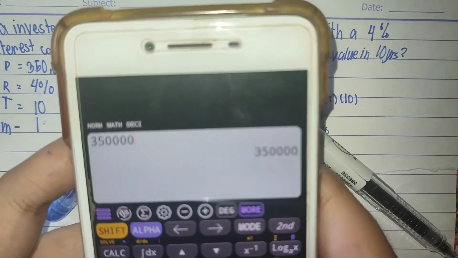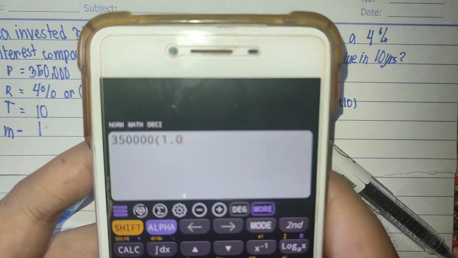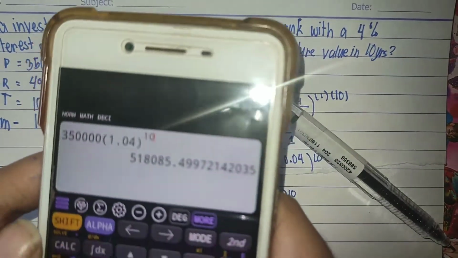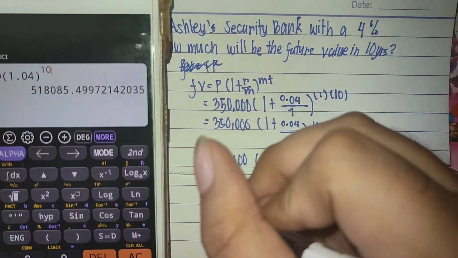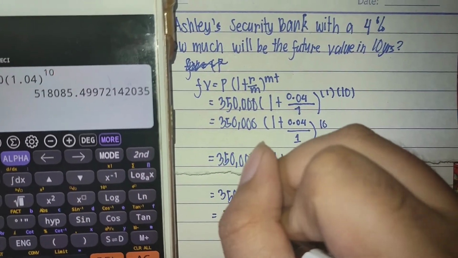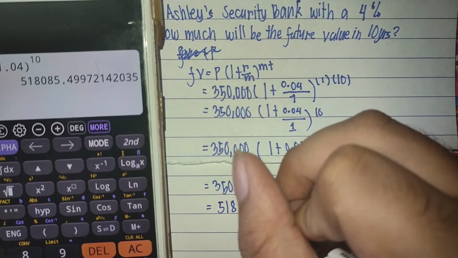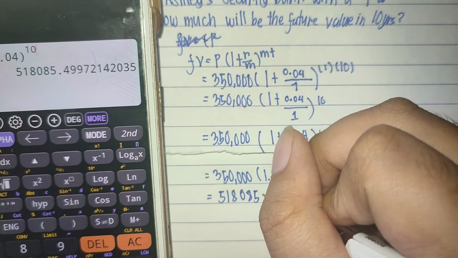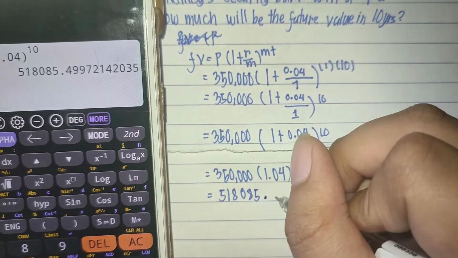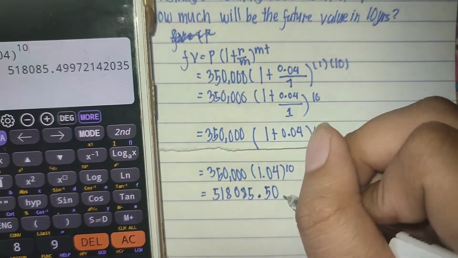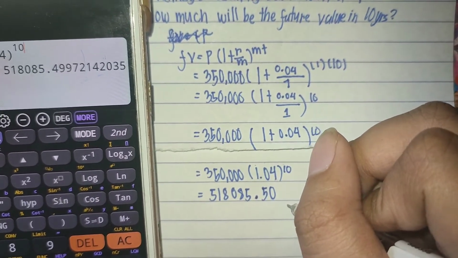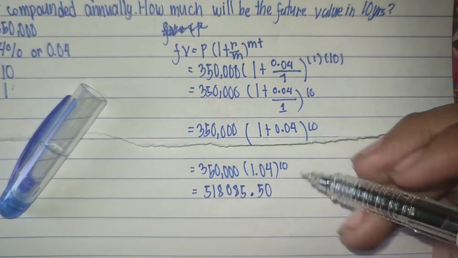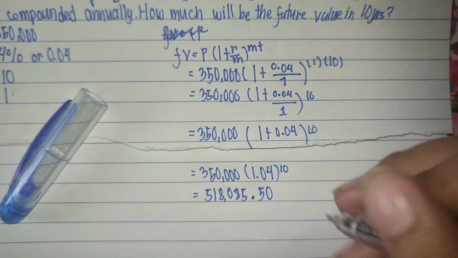350,000 times 1.04 raised to the power of 10. Then, ito na ang ating future value. Dalawang decimal yung kukunin natin palagi. So, ang future value niya in 10 years is 518,085.50 cents.